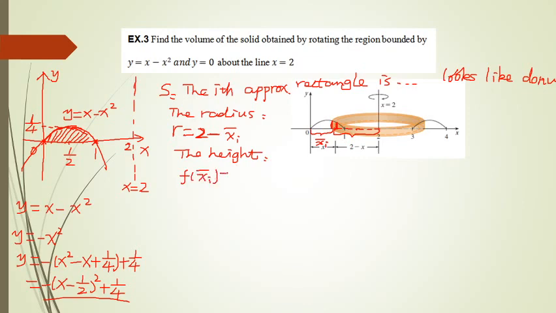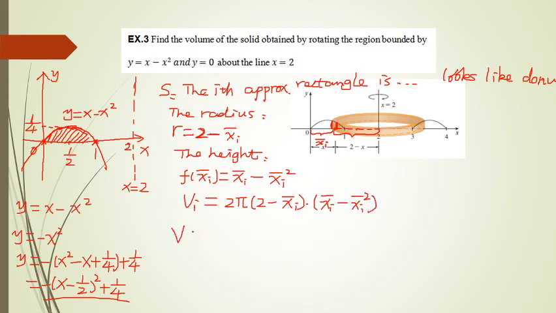This one we only have one function. You can also take it as the top curve minus the bottom curve, but the bottom curve is y equal to 0, right? The bottom curve is y equal to 0. So the top curve will be xi bar minus xi bar square. So the ice shell's volume will be 2 pi times radius. Now my radius is 2 minus xi bar, then times f of xi bar. What is the height? What is the function value? So this one gives the function value, right? And that is the ice shell.